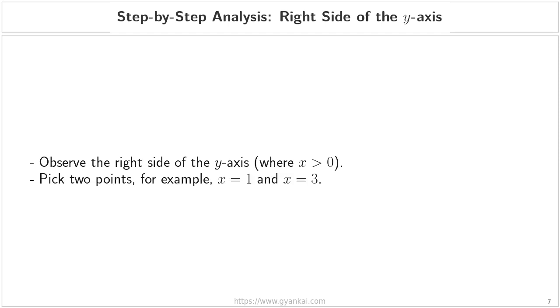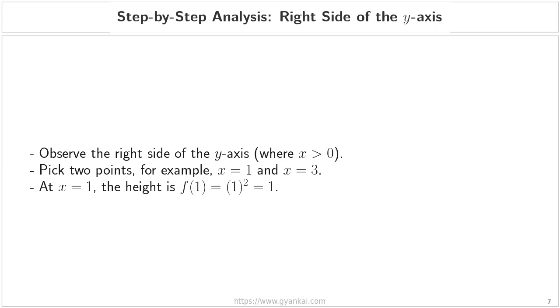Step-by-step analysis, right side of the y-axis. Now, let us shift our focus to the right side of the y-axis, specifically the region where x is greater than 0. To analyze the behavior of the function in this area, let us select two sample points. For example, x equals 1 and x equals 3. First, let us determine the height of the graph at x equals 1.